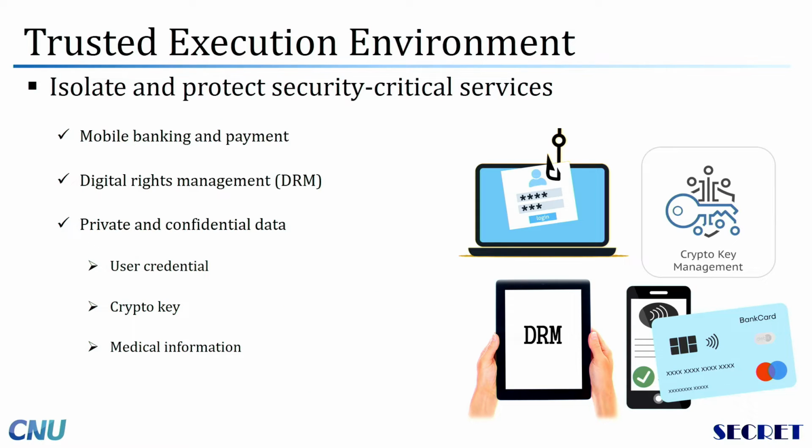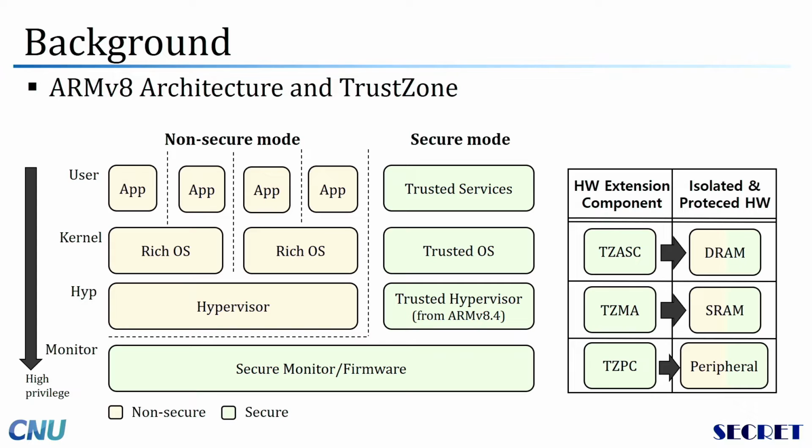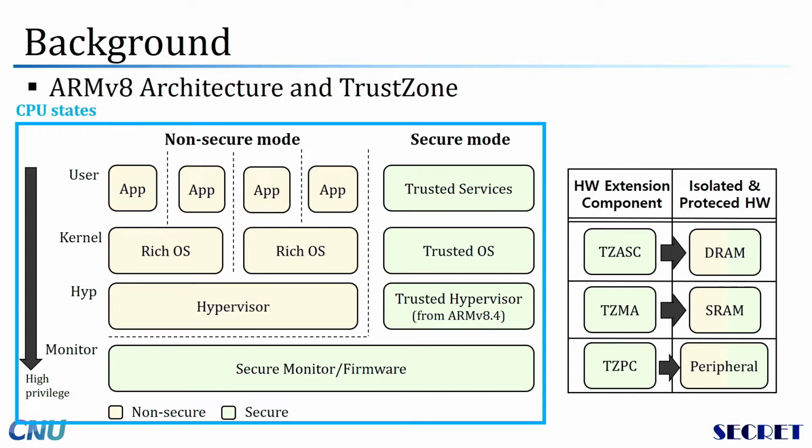Today, the trusted execution environment is widely adopted to isolate and protect trusted applications and private data. TrustZone is a security feature to build the TEE on ARM architecture devices. With TrustZone, CPU states are divided into non-secure and secure states. In each state, user, kernel, and hypervisor modes are supported. In addition, the monitor mode plays a role as a gatekeeper between the non-secure and secure states.